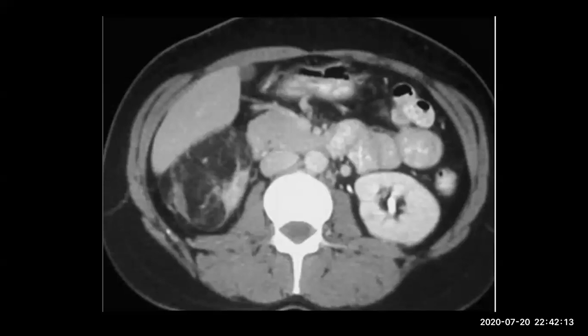How many types of angiomyolipoma do you know? Lipid rich and lipid poor angiomyolipoma, and the mixed one. The lipid rich is the classic type, and it accounts for about 70%.